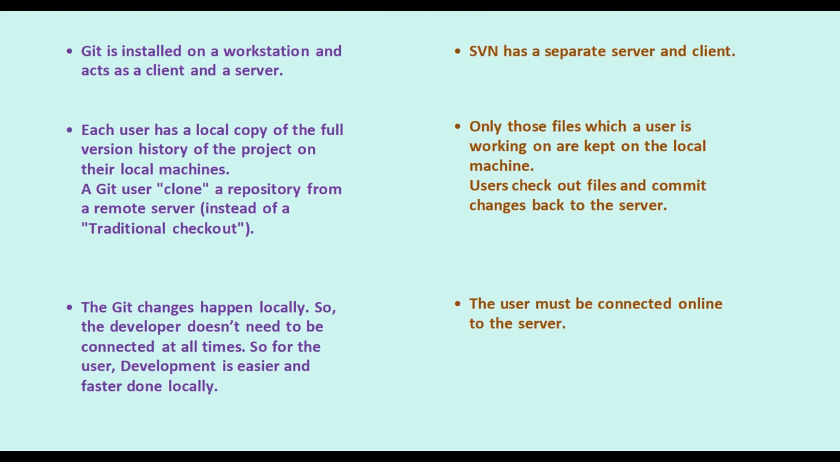In Git, each user has a local copy of the full version history of the project on their local machines. The Git user clones a repository from a remote server instead of a traditional checkout. Whereas in SVN, only those files which a user is working on are kept on the local machine. The users check out files and commit changes back to the server.